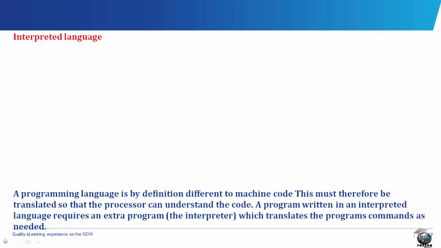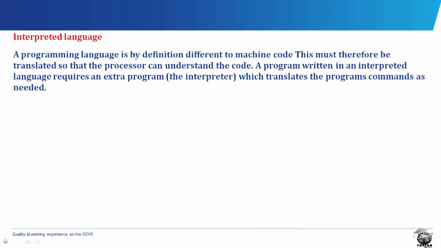Now let us think about interpreted languages. A programming language is by definition different from machine code. This must therefore be translated so that the processor can understand the code. A program written in an interpreted language requires an extra program, the interpreter, which translates the program commands as needed.